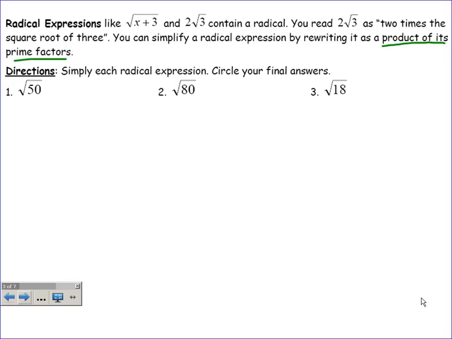So again, we're talking about radical expressions. I just read the top part out loud. Basically, we're going to be working to rewrite these as the products of prime factors. Everyone, if you have a calculator out, type in the square root of 50 and let's get a decimal answer. It should be just a little bit more than 7.